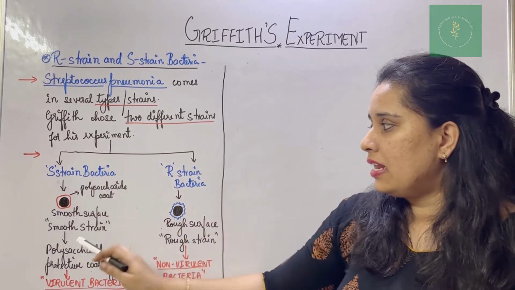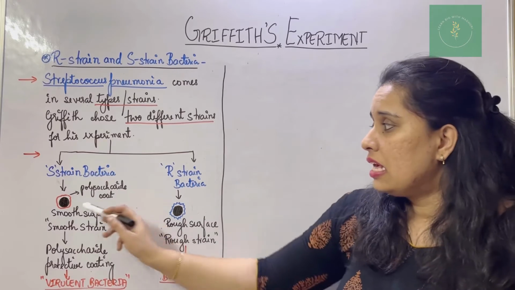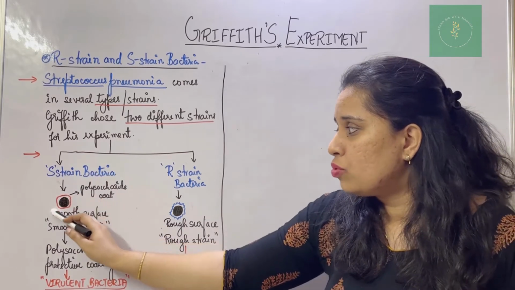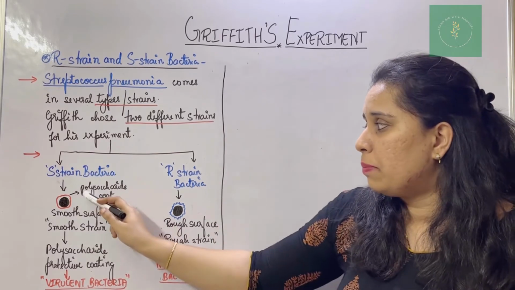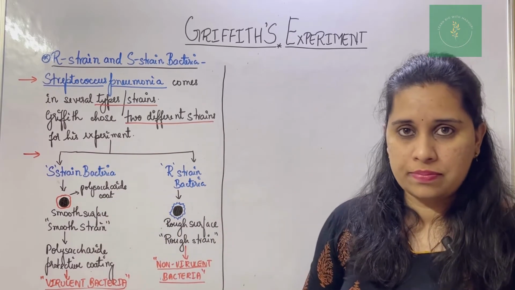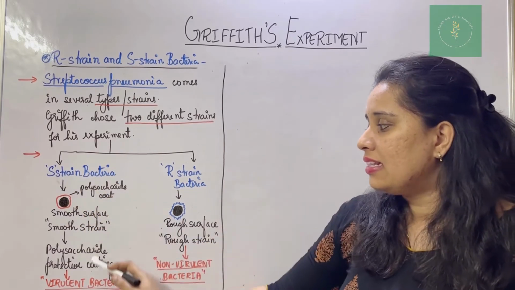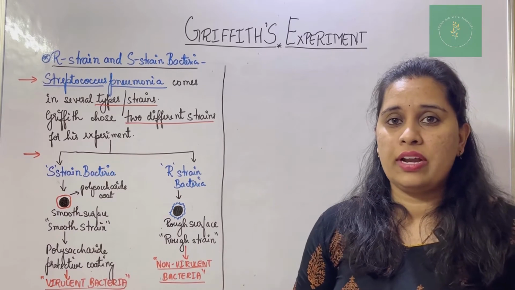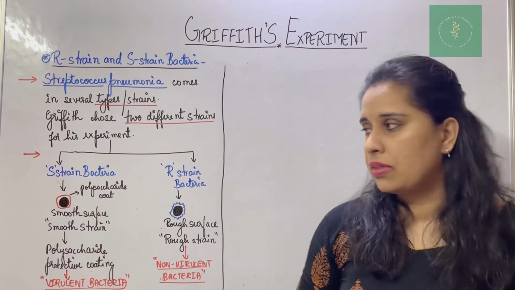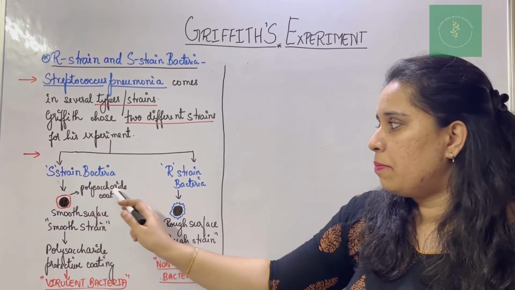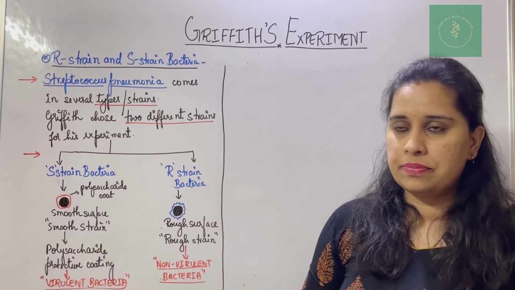S strain bacteria is called smooth strain bacteria, because this bacteria had a smooth surface or a protective covering which was made up of a polysaccharide coat. That is why it was called smooth strain bacteria, and these bacteria were virulent or pathogenic bacteria which could cause diseases. Why? Because they had the polysaccharide coat which was covering them and they were virulent.